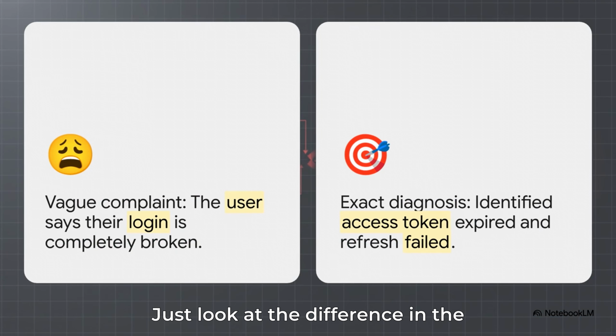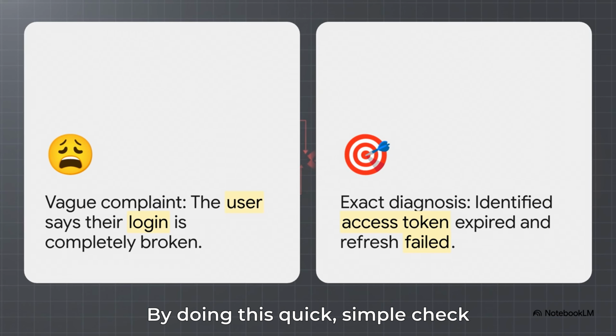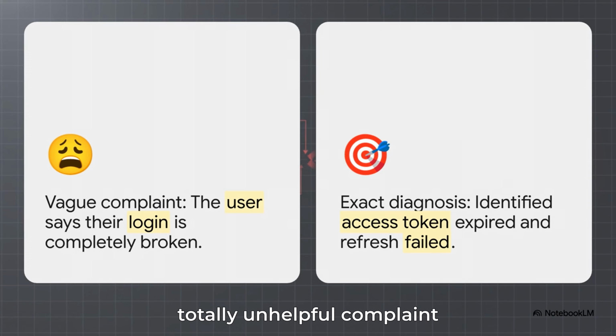Just look at the difference in the support ticket now. By doing this quick, simple check with the Network tab and a JWT debugger, you've transformed a vague, totally unhelpful complaint into a laser-focused, actionable diagnosis. You aren't just passing along a headache, you're handing the developers the exact location of the fire. They don't have to waste time guessing if it's a scope issue, a mismatch, or a bad secret. They know exactly what to fix immediately.